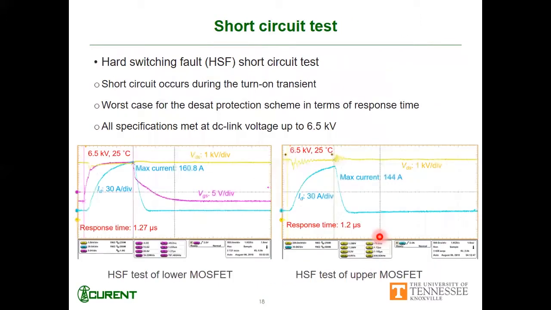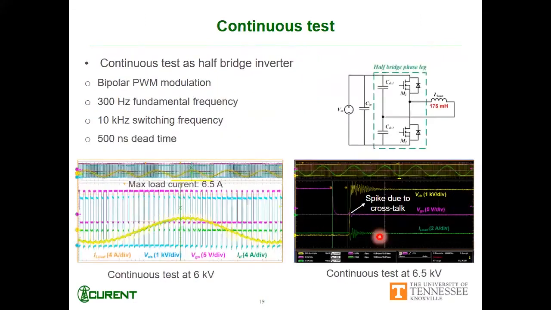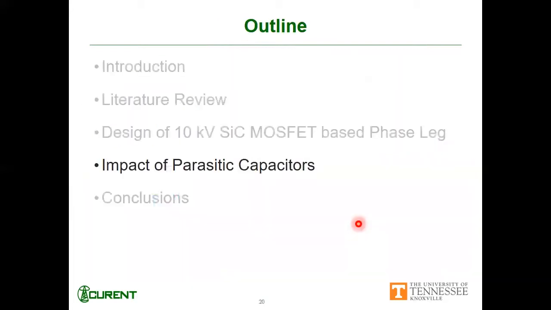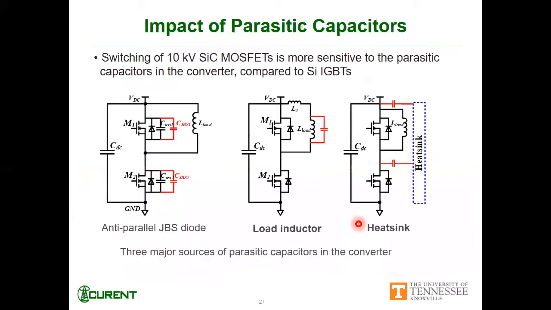This slide shows the design protection meets all of the specifications for both upper and lower MOSFET. It's pretty good. And for the continuous test, that's pretty exciting because finally we can run it continuously. It's configured as a half bridge inverter at rated voltage. So we can see a very nice sinusoidal waveform, the yellow curve, and a slight crosstalk due to the high dv/dt. So we validate the continuous operation of the phase leg. Now we can use it to study the switching performance.